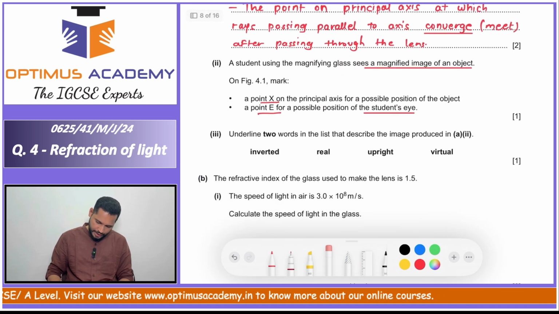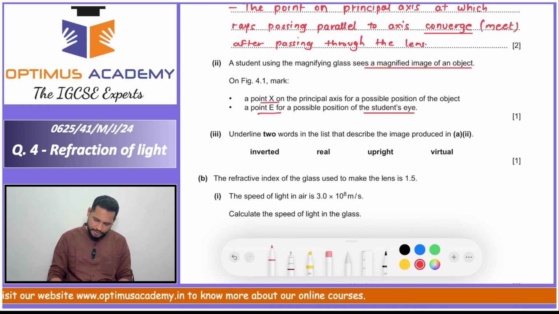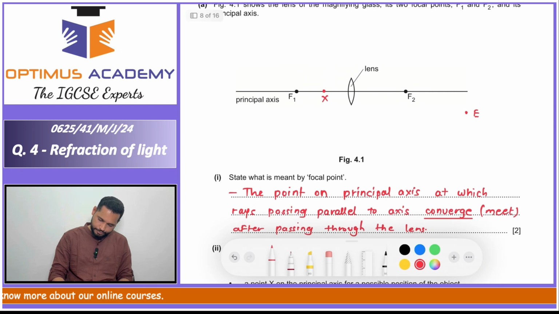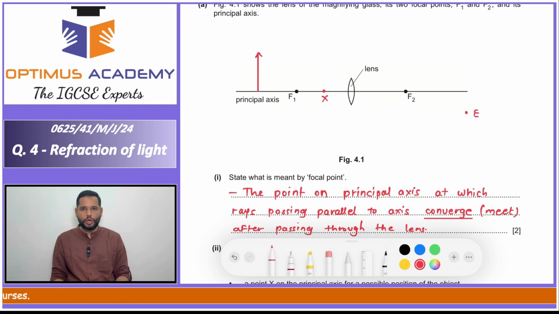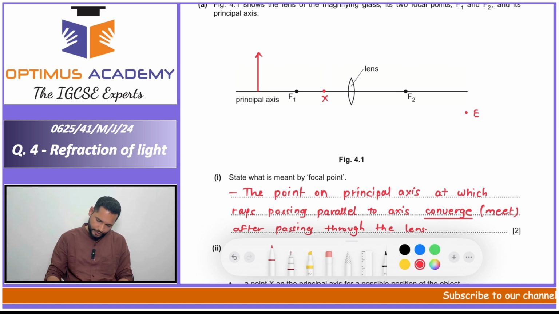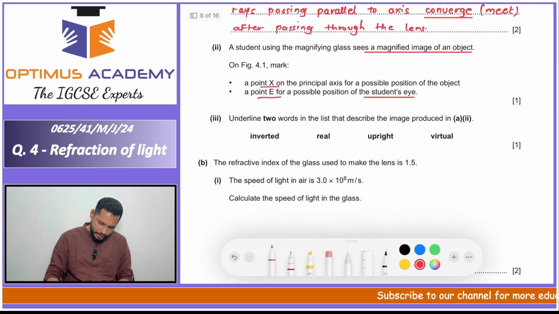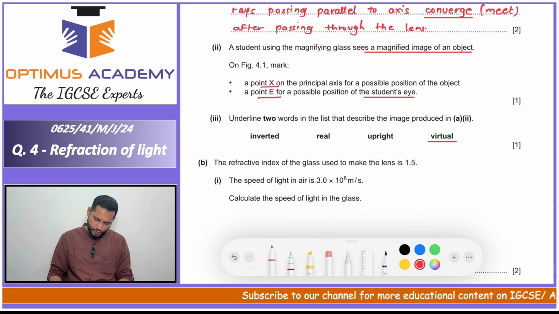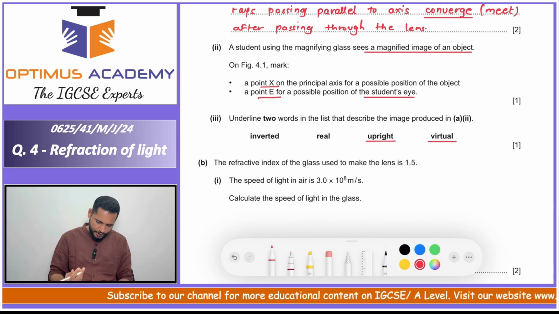Going to the next question, they are asking to underline two words in the list that describe the image produced in A2. So we can see it is going to be a magnified image, but it is on the same side as that of the object. When the image and the object are on the same side of the lens, we call that image a virtual image. So the image is going to be virtual and the image is going to be upright as shown above.